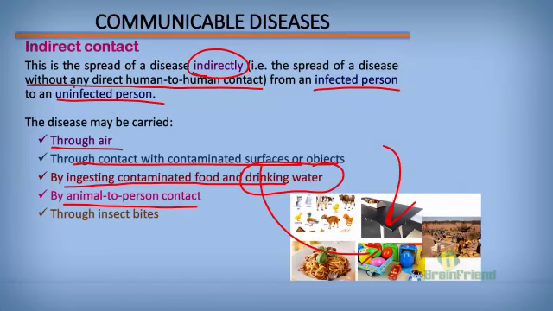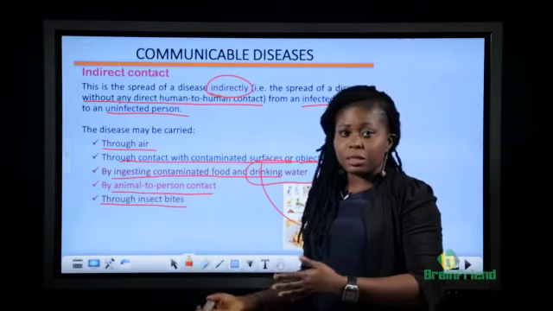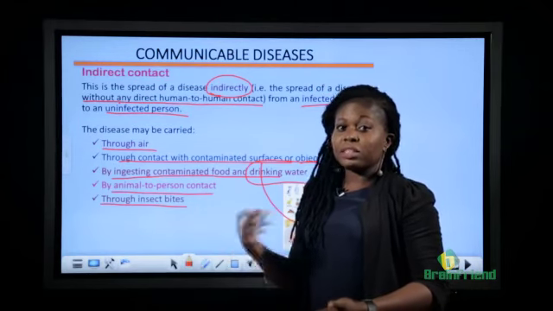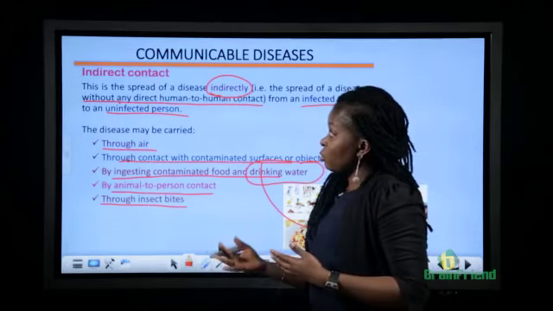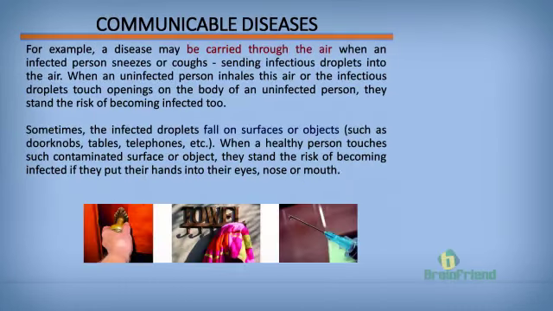The disease may also be carried through insect bites. For example, if an uninfected insect bites an infected person and gets infected with a certain disease, when that insect bites a healthy person, the insect transmits that disease to the healthy person. And when that happens, we see it as a form of indirect contact of a communicable disease. So these are all examples of indirect ways that diseases can be transmitted from one person to another. We've mentioned examples of ways that disease can be carried indirectly.